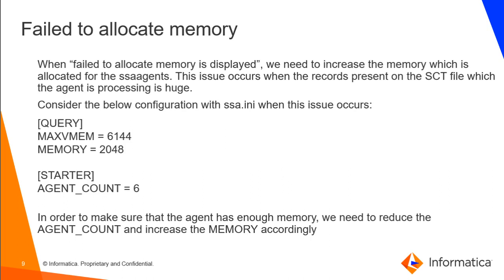Say for example, we have 6 GB and 2 GB as memory and 6 GB as maximum memory, and the number of available agents is 6. When this message is displayed, what we can do is reduce the agent count. Say for example, we can make the agent count 3, so that we can increase the memory on the other side. Since we reduce the agent count by half, we can double the memory. So we can specify 4 GB as the memory and 8 or 10 GB as the maximum memory, so that the fail to allocate memory issue will be taken care of.